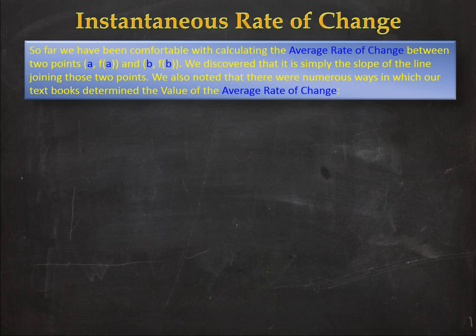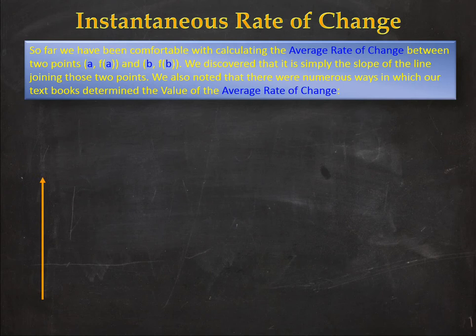Now, so far we've been comfortable with determining the average rate of change between 2 points. That is, the first point being A, f of A, and the second point being B, f of B. And we discovered that the average rate of change is simply the slope of the line segment joining those 2 points. That is the slope of the secant. And we also discovered that there are a variety of ways which we could determine the average rate of change.